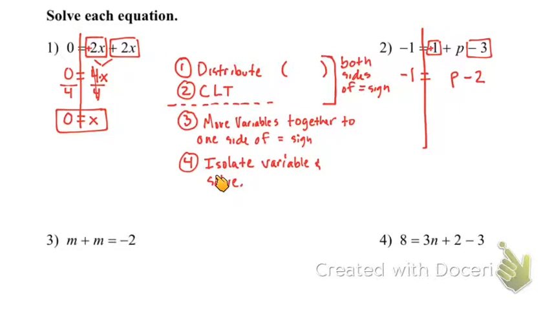Step 4 is isolate the variable, get it by itself. So I want to get P by itself, which means the 2 has to go away. How do I get rid of subtraction of 2? We add 2. What you do to one side, do to the other.